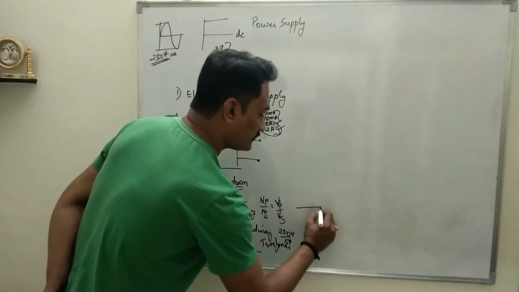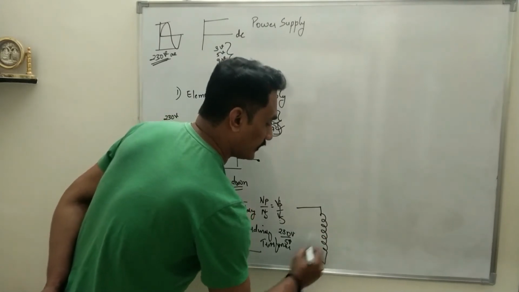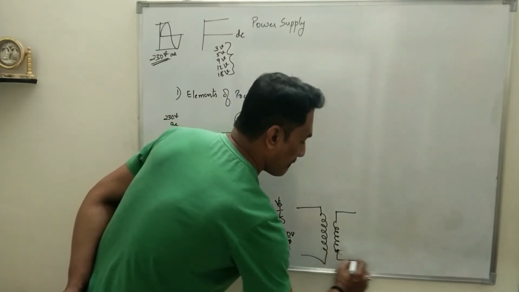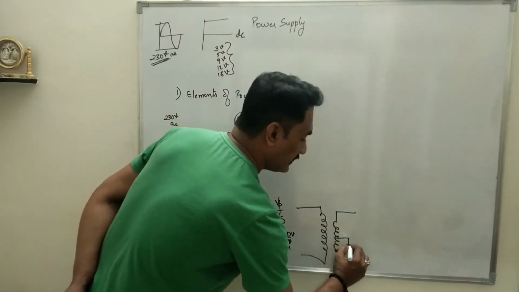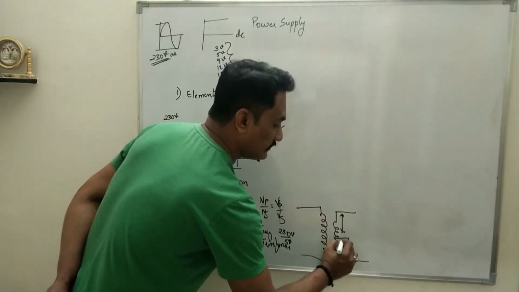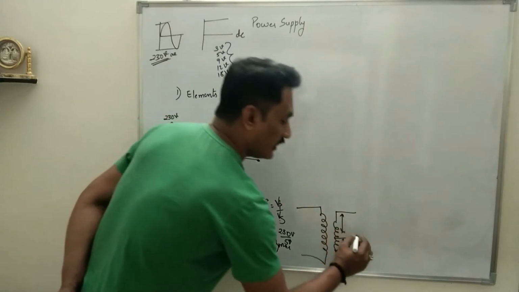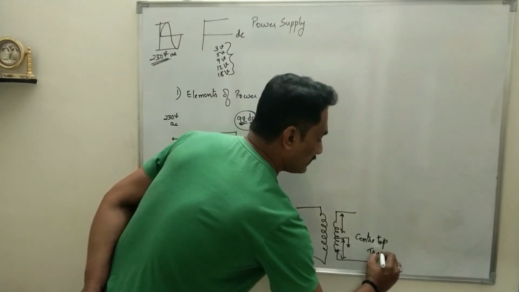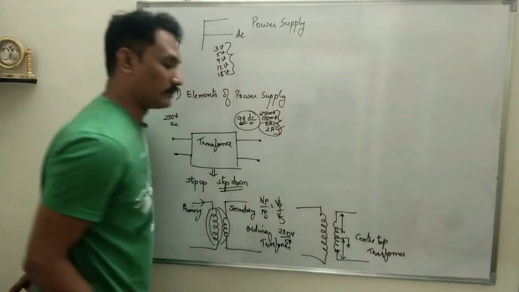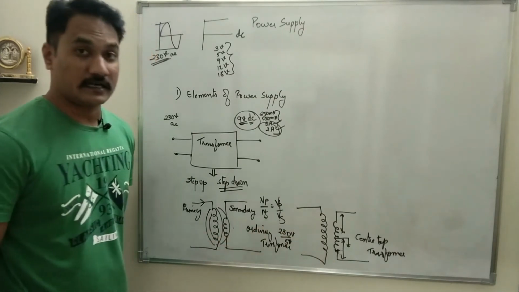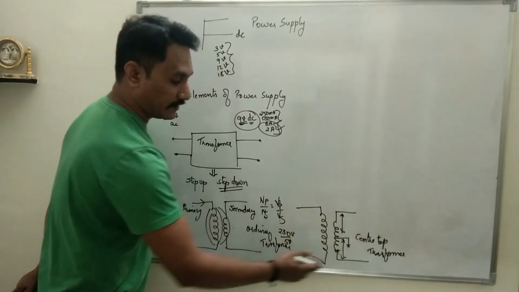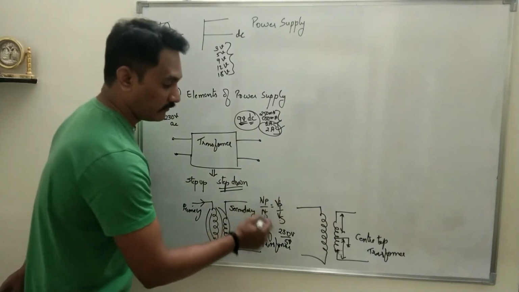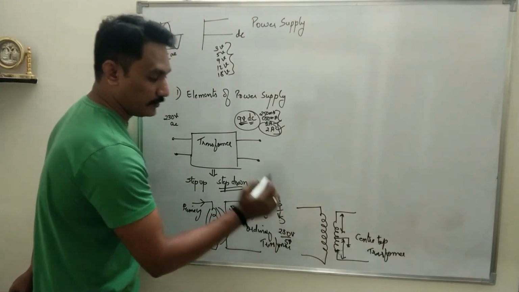If there is one more transformer where you have a primary coil and a secondary coil, and the exact center of the secondary is grounded, so the secondary is divided into two. This type of transformer is called a center tap transformer. In some applications we will be using a center tap transformer. For all other applications we will be using the ordinary transformer. The formula for the transformer will be NP upon NS equal to VP upon VS.